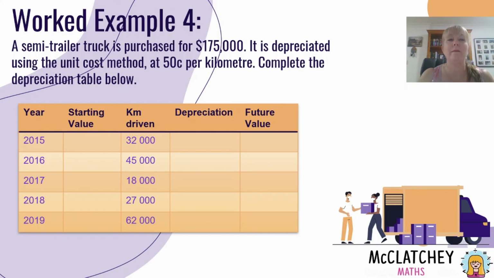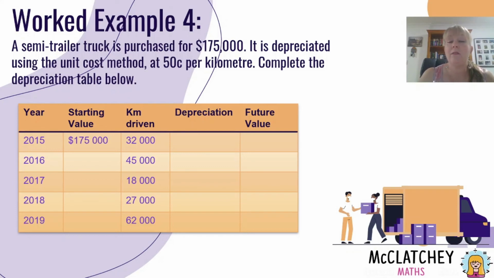Worked example 4. A semi-trailer truck was purchased for $175,000 and depreciated using the unit cost method, 50 cents per kilometre. Complete the depreciation table below. So in each case, we know how many kilometres were driven, so the amount of depreciation that comes off it each year is going to be different.